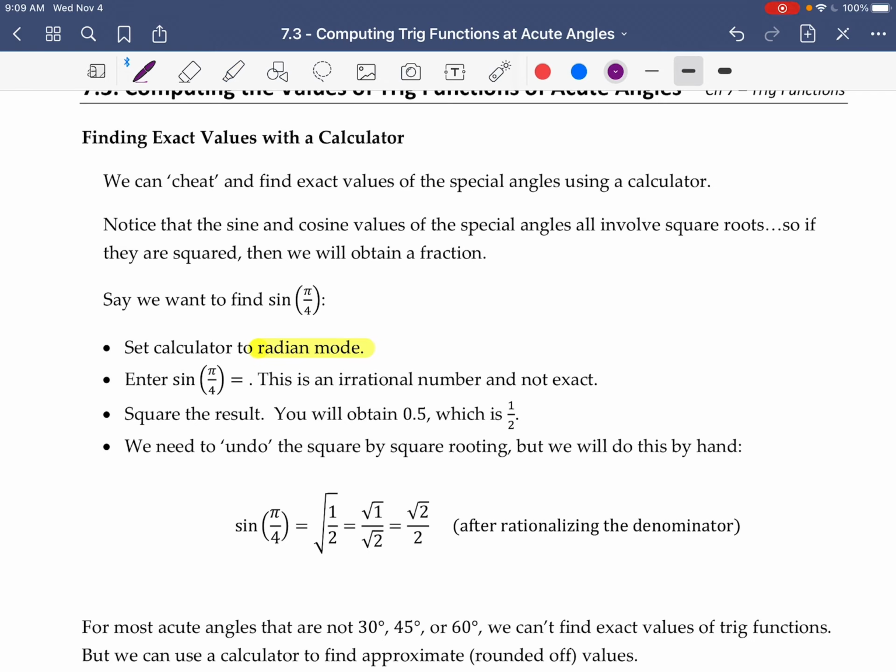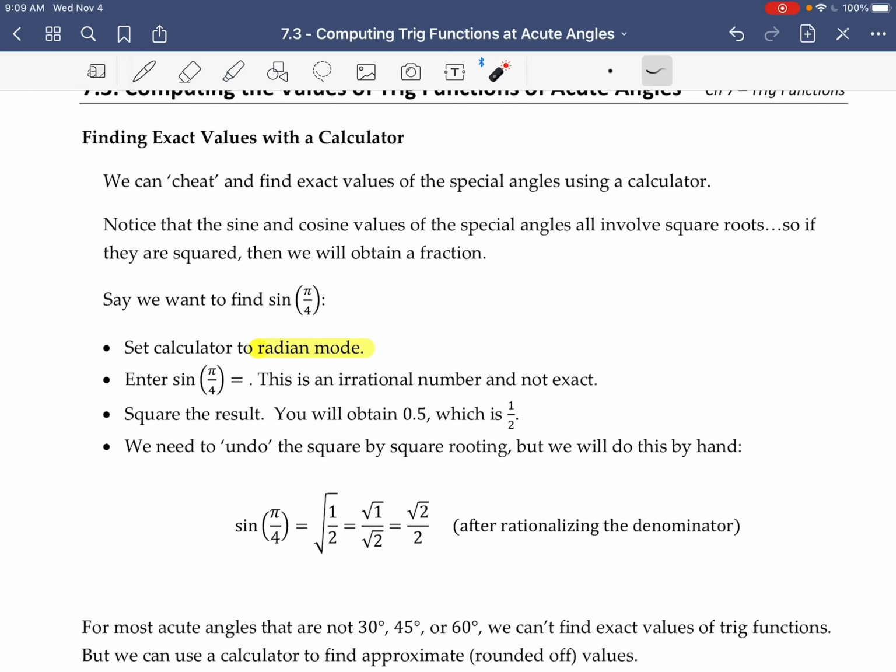Enter sine of pi over 4. You're going to get a bad number, so an irrational number. That's not the exact value. So if you want the exact value, what you can do is square what you get. Keep your answer, don't round it, but then just square it. Then what you're going to get if you square that is 0.5 or 1/2.